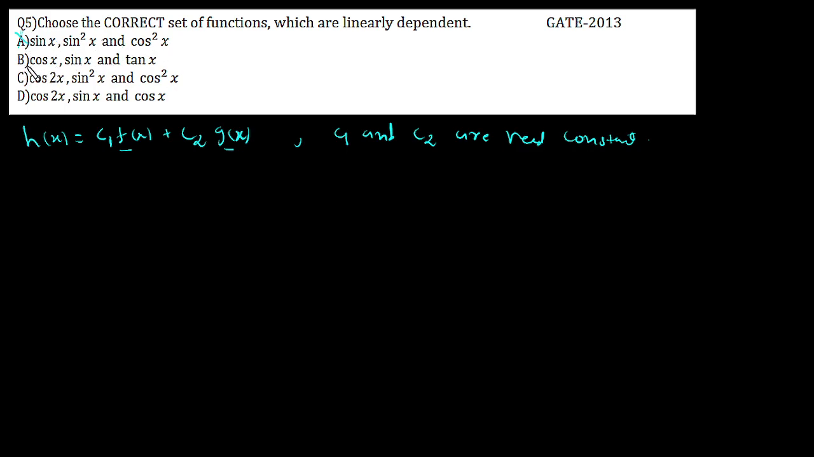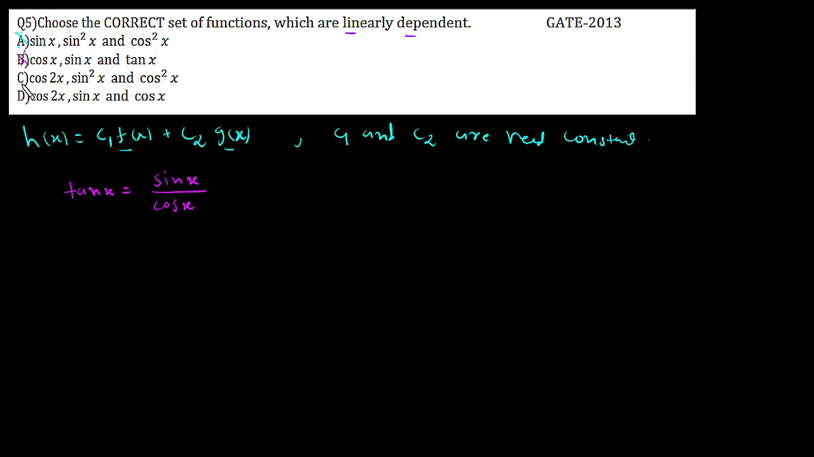Now let's move to option B. Option B has three functions: cos of x, sine of x, and tan of x. We know the relationship between these three functions: tan of x equals sine of x divided by cos of x. So I cannot represent tan of x as a linear combination of the remaining two functions, sine of x and cos of x. There is a relation, but it is not in linear form. We have to find the linearly dependent set, so again option B is wrong.